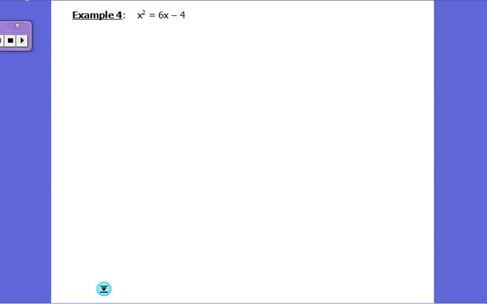Example number 4. We have to get this in standard form first. So let's go ahead and subtract our 6x and add our 4. So we'll have x squared minus 6x plus 4 equaling 0. Identify your a, your b, and your c. A equals 1, b equals negative 6, c equals 4. Let's go ahead and plug that into your quadratic formula.